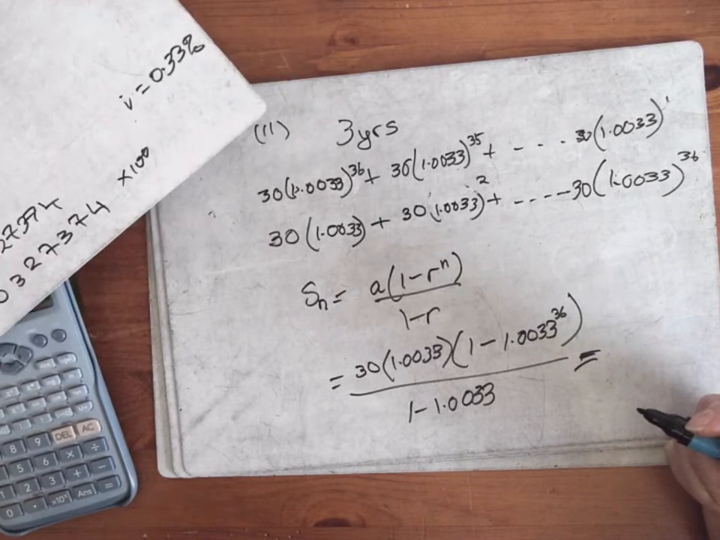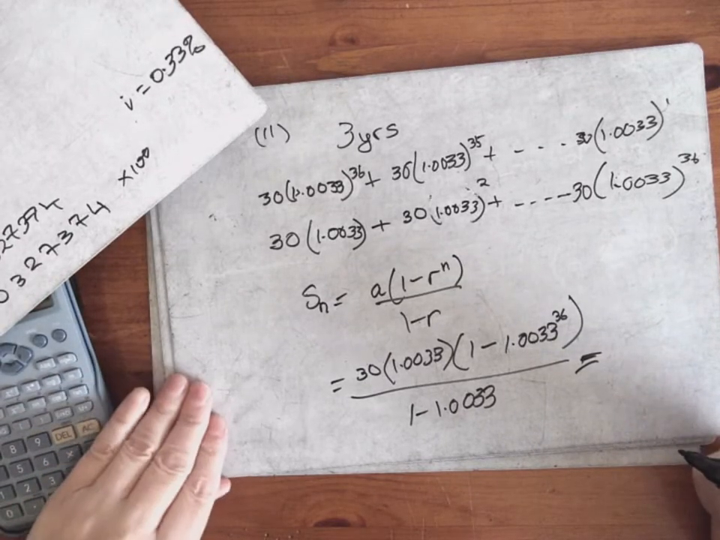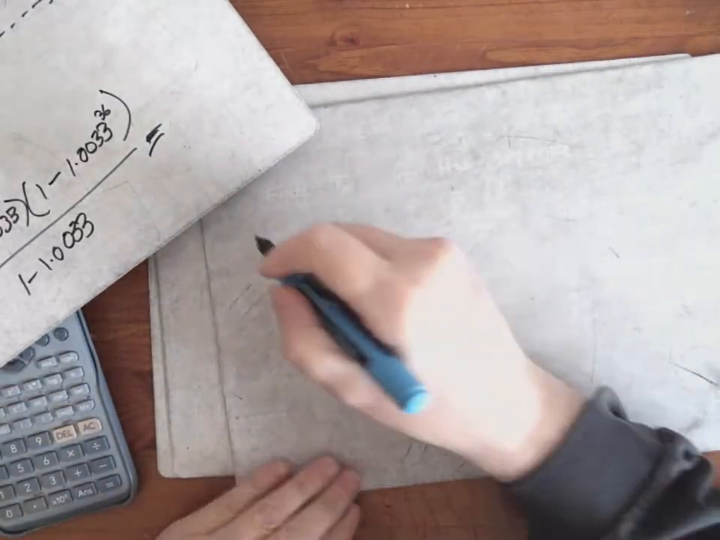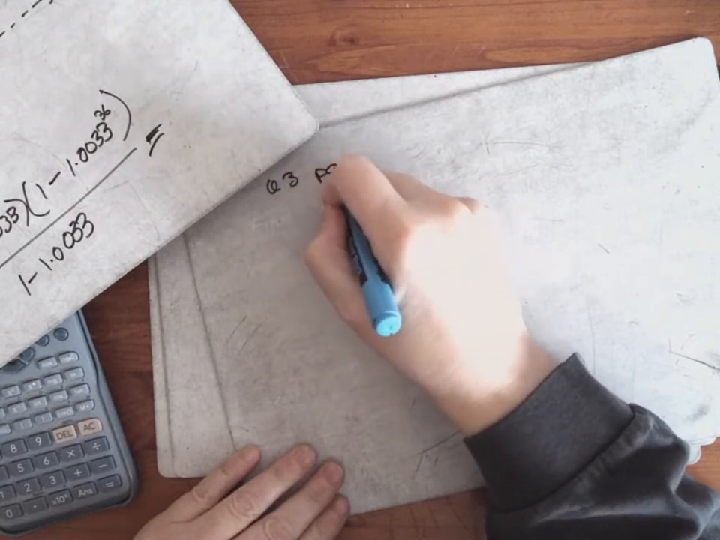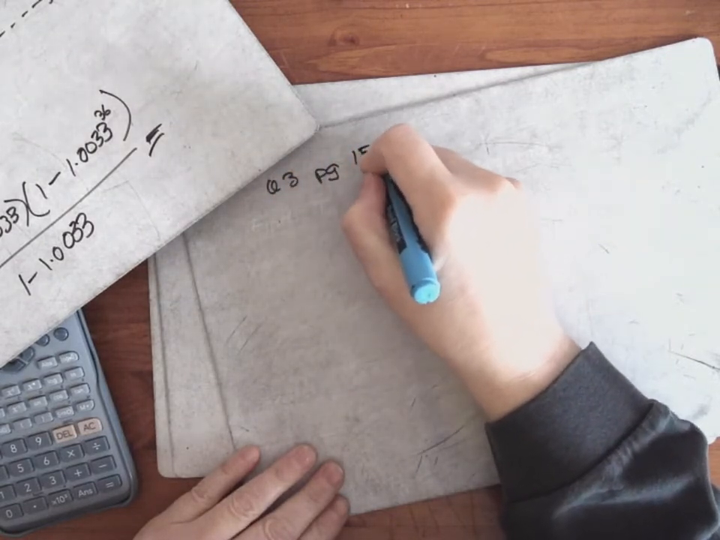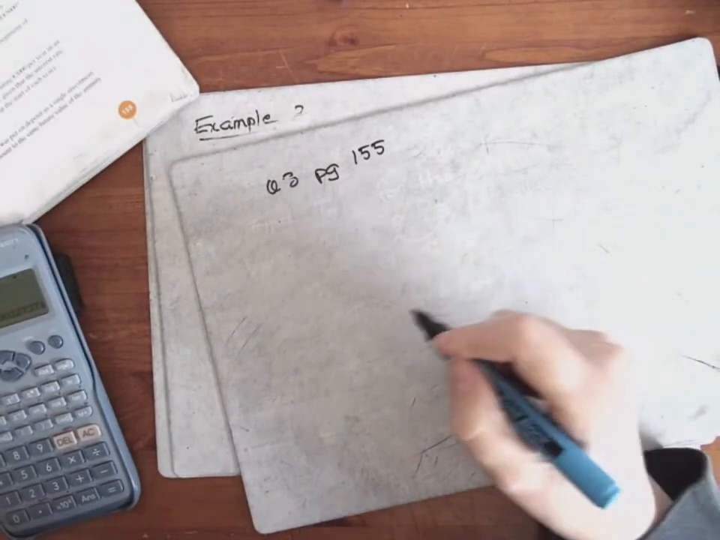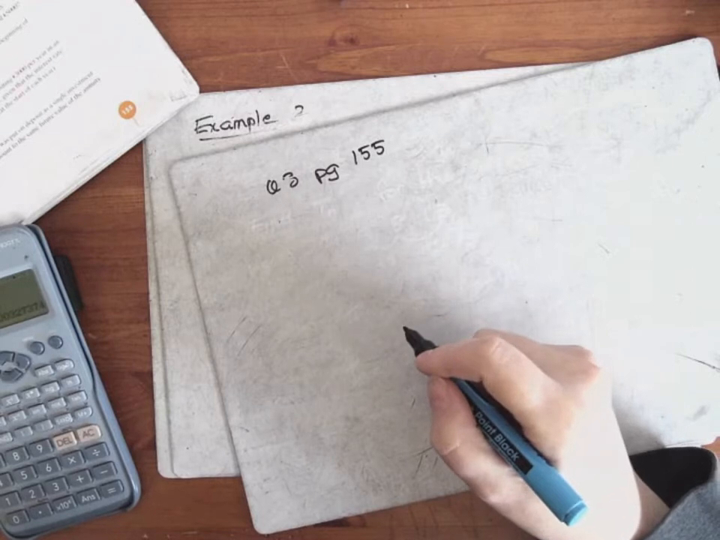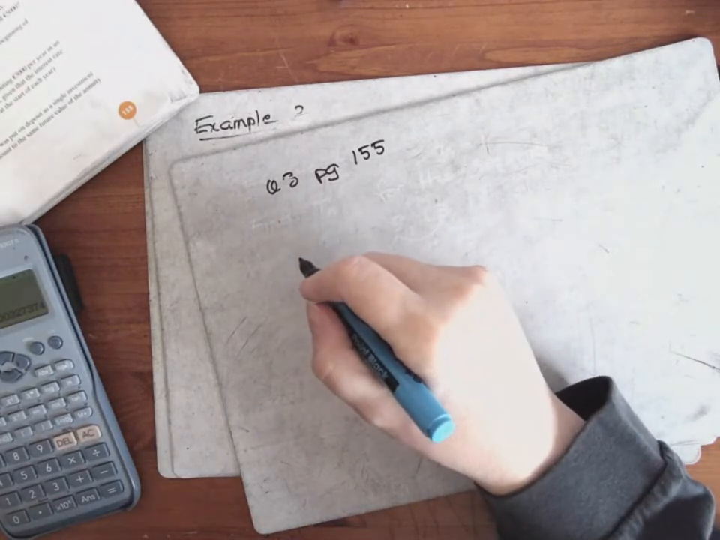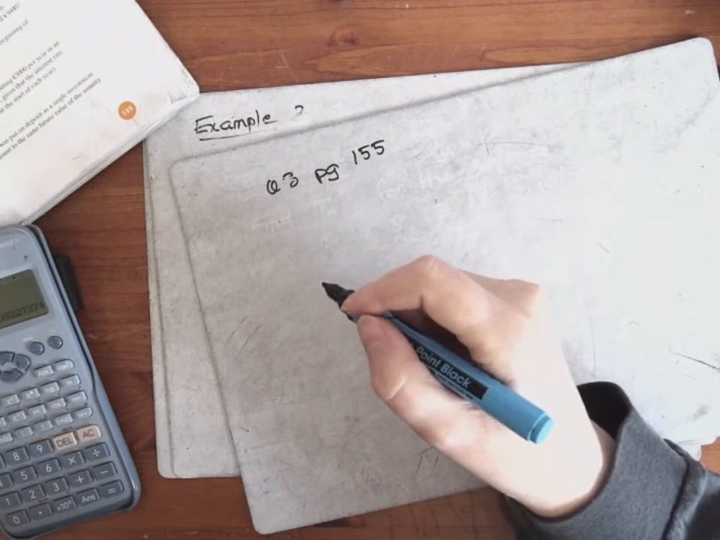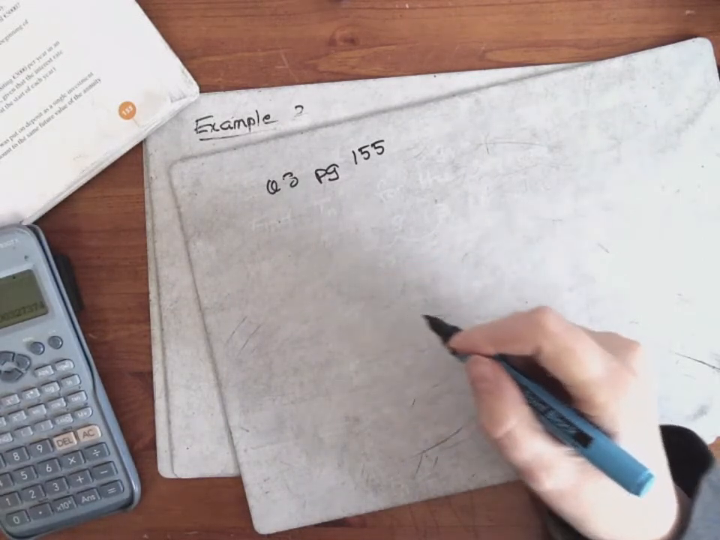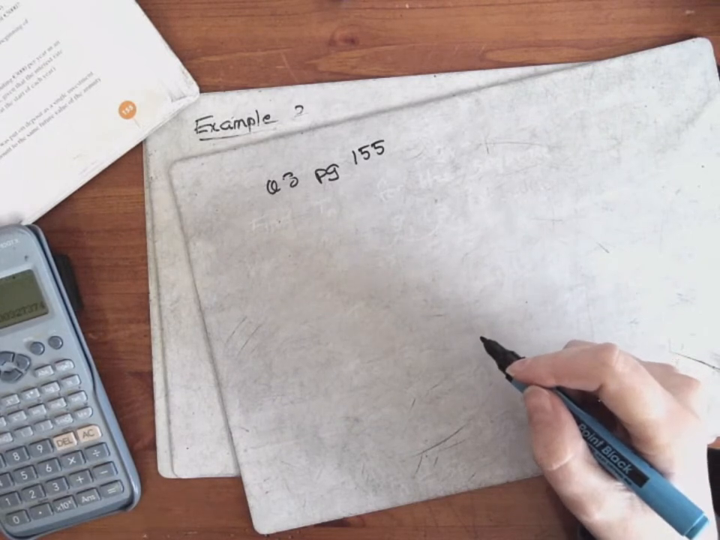I gave you number 3. Does anyone need me to do number 3? Yeah, number 3. So this is question 3, page 155. A special savings account offers an annual equivalent rate of 4% per annum. If I invest 2,000 at the beginning of each year for 5 years in this account, how much will my investment be worth at the end of the 5th year?